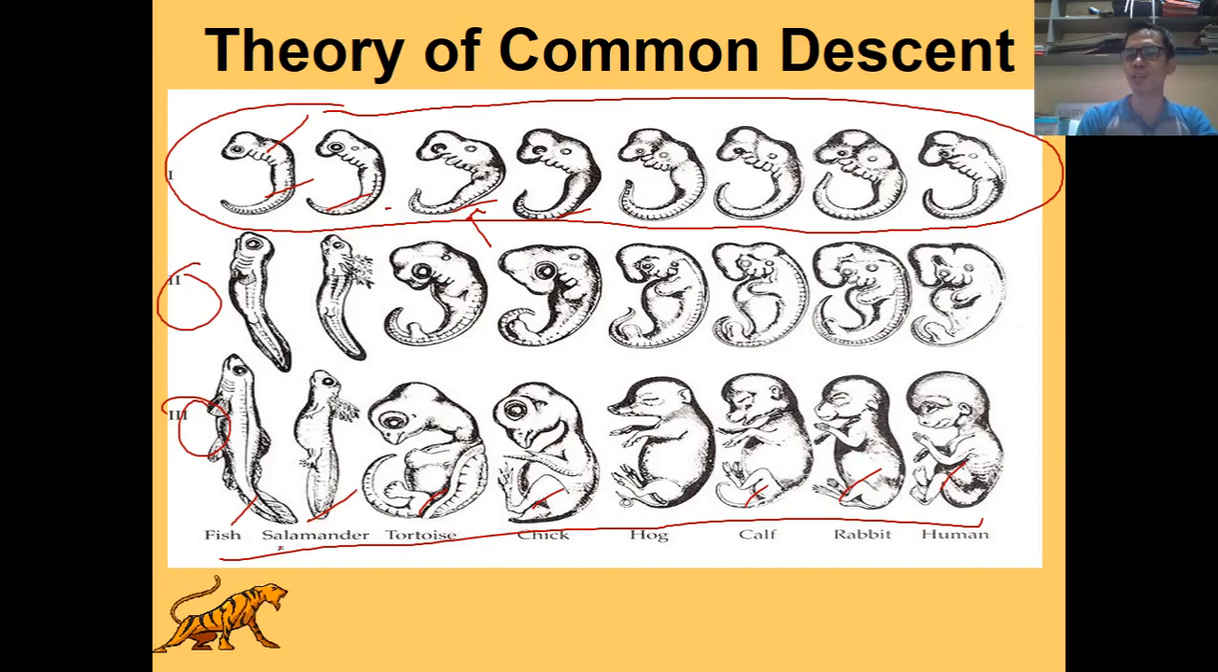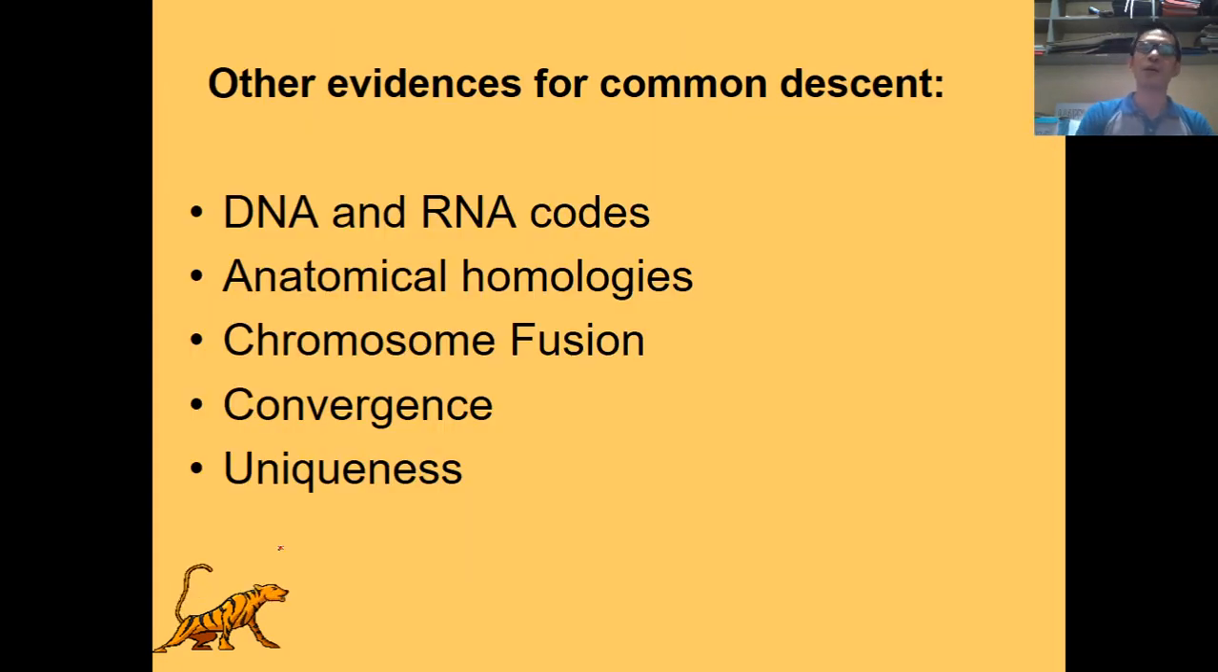So that is the theory of common descent, according to Charles Darwin. Okay. Now, other evidence that common descent is possible, according to some modern biologists and geneticists. So, DNA and RNA codes. All right. So, what does it mean?